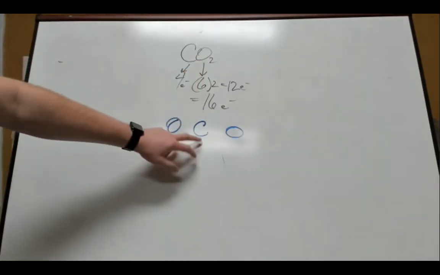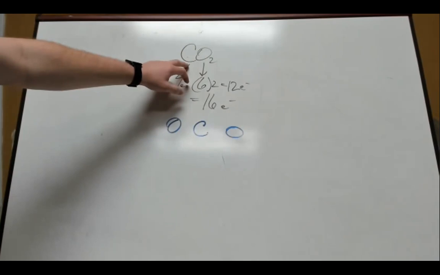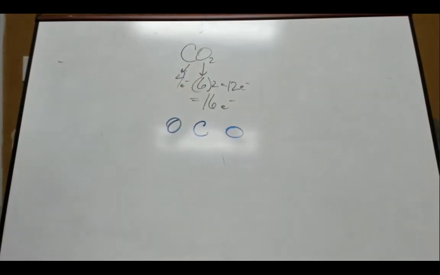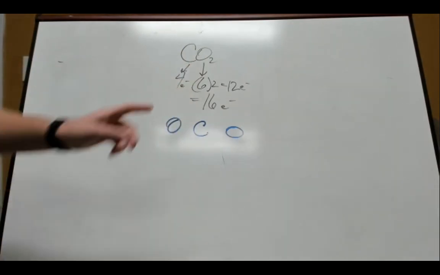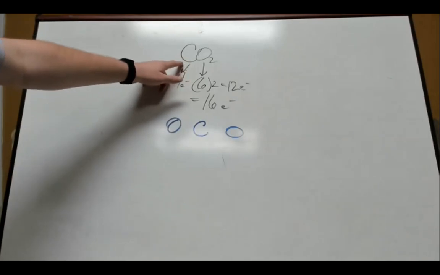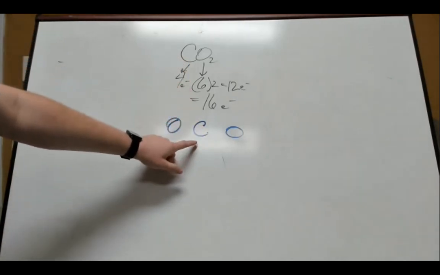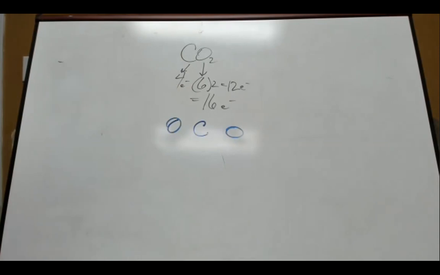The other way we know is that carbon is the beginning of the molecular formula. Usually, the exception is hydrogen. But usually, whatever atom leads the molecular formula will be the atom in the center of the Lewis structure.